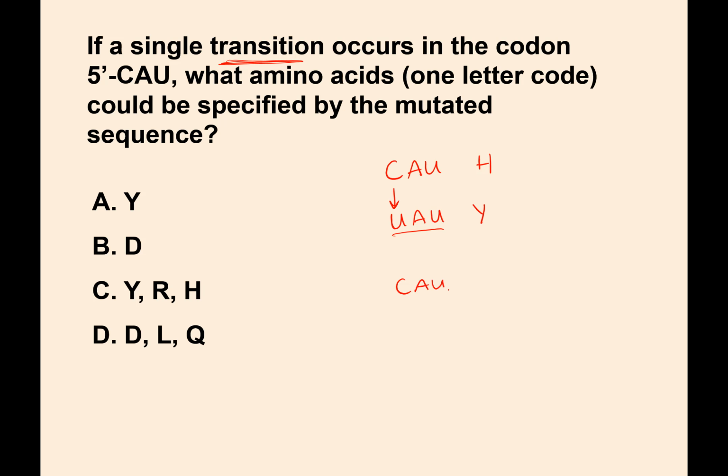Or you could have a transition at the second nucleotide. So, no, that's not a transition. CGU, which encodes for arginine, or you could have a transition at the third nucleotide.